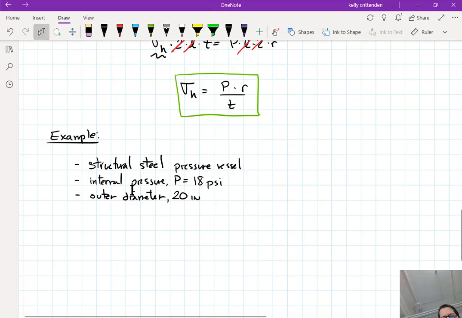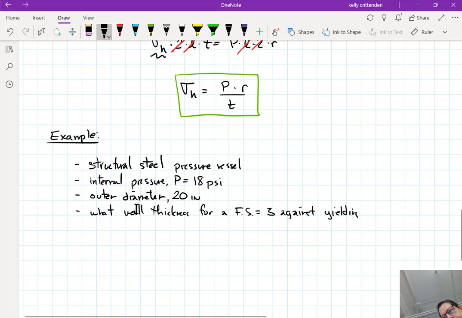All right. So what wall thickness for a factor of safety equal to 3 against yielding? All right. These are sigmas. They're axial. There's tension and compression. These are tension stresses, tensile stresses. So we need the tensile strength. We don't need a shear or anything like that.